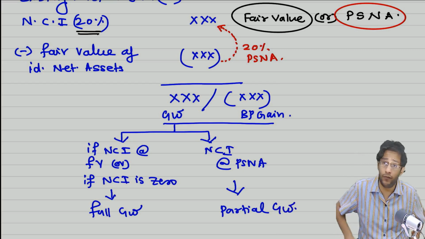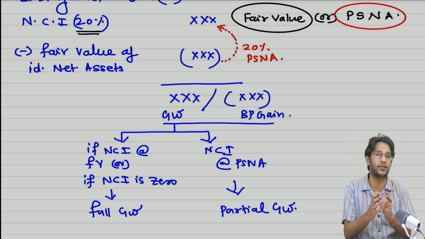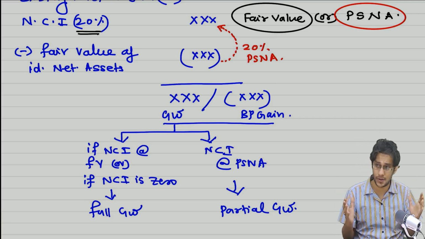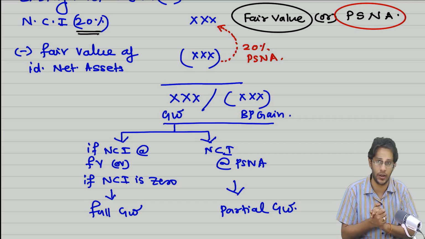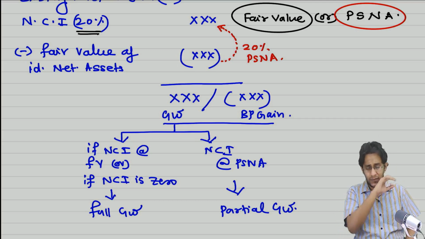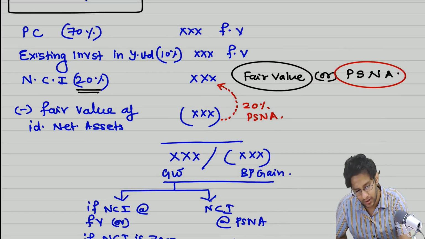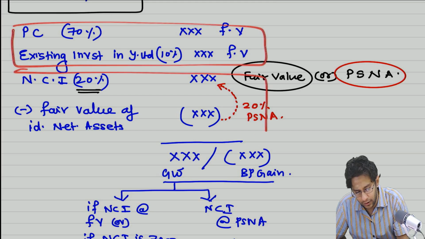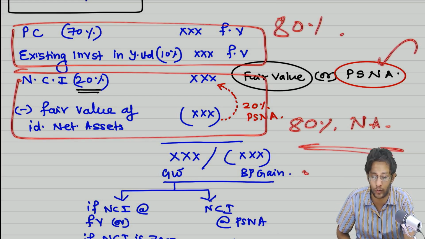So what is the difference between full goodwill and partial goodwill? In the full goodwill model, you are comparing 100% shares' fair value with 100% net assets of the subsidiary company. So 100% shares versus 100% net assets, the difference is 100% goodwill of the subsidiary which is coming into the consolidated balance sheet. Suppose you consider NCI at 20% measured at PSNA, then only 80% shares are measured at fair value, and effectively you are comparing that with 80% net assets only. So 80% shares' fair value you are comparing with 80% net assets when you are doing PSNA.